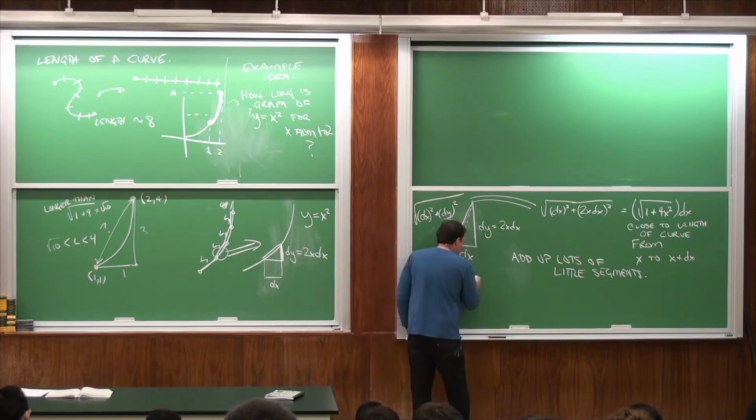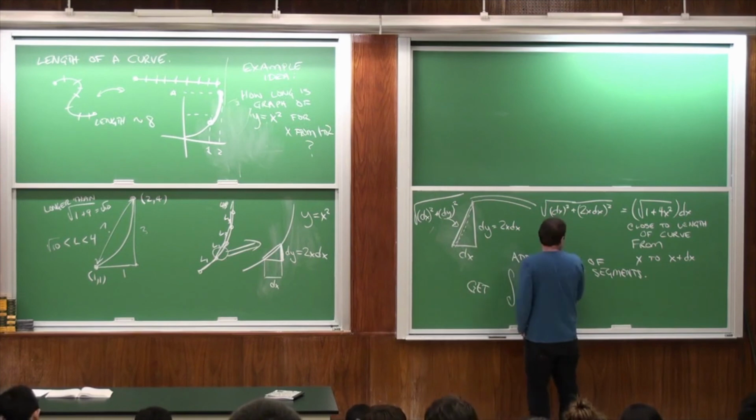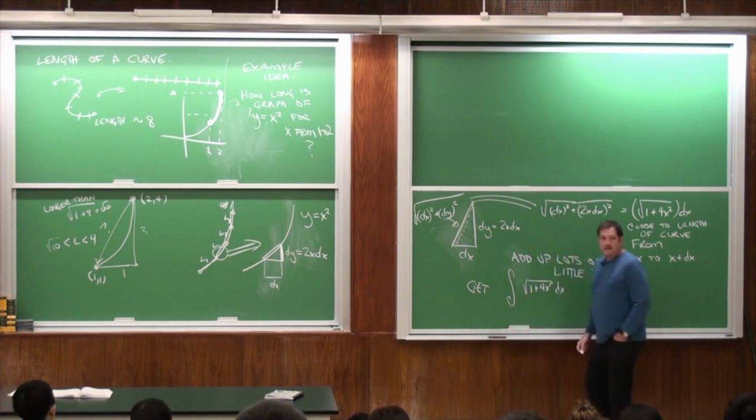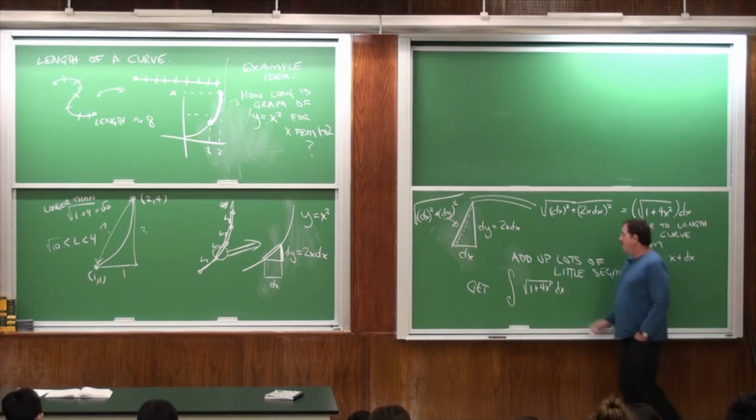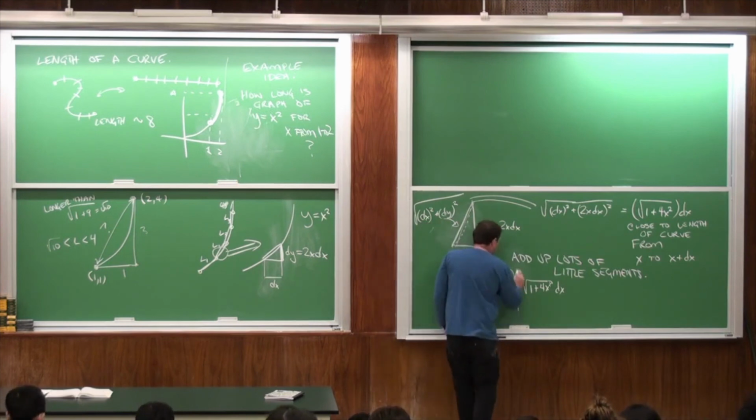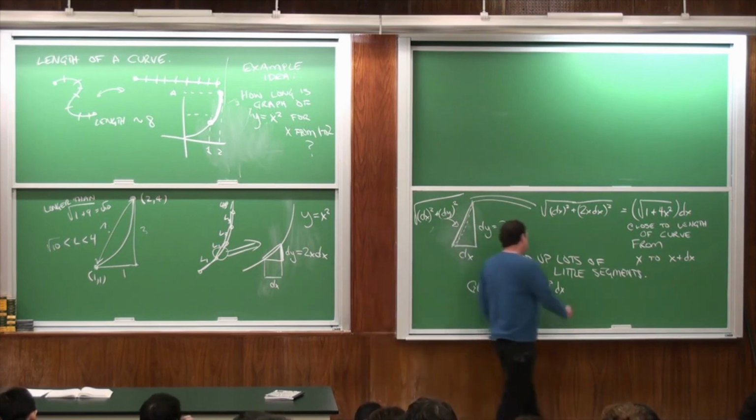So that will be the integral of this thing, the square root of 1 plus 4x squared dx. I wanted the curve from 1 to 2, so this is from 1 to 2. This is the length.